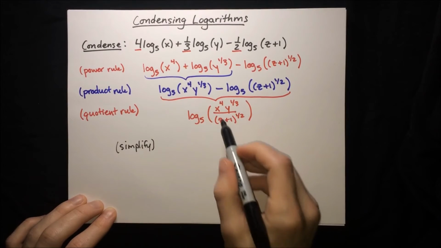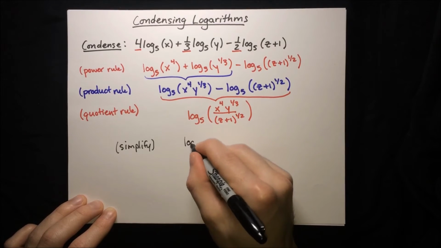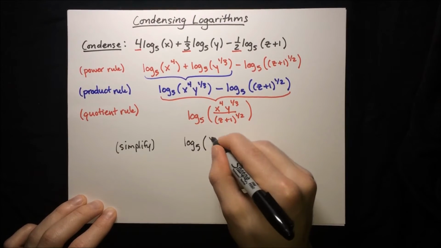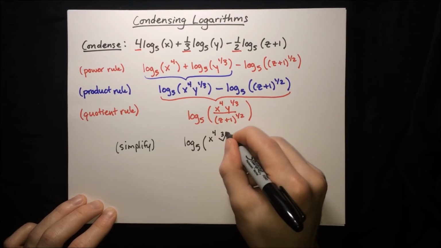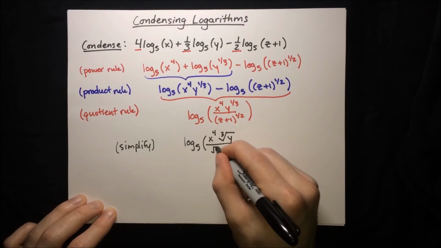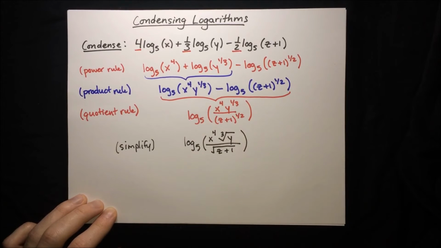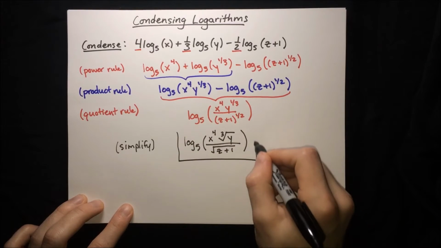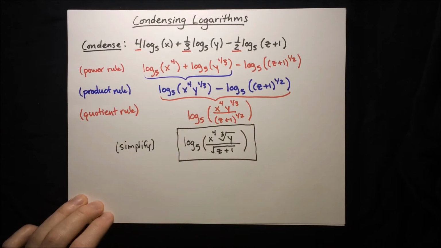Some of these exponents are fractional, which means they can be converted into roots. So x to the fourth stays as x to the fourth, but y to the 1/3 we can write as the cube root of y. And then z plus 1 to the 1/2 we can write as the square root of z plus 1. And there we go. That is our condensed expression of that log expression.